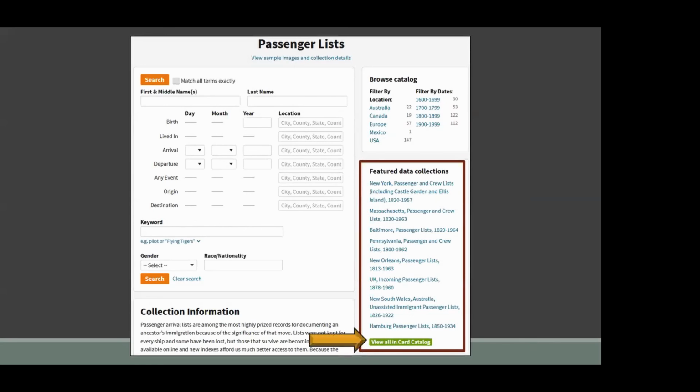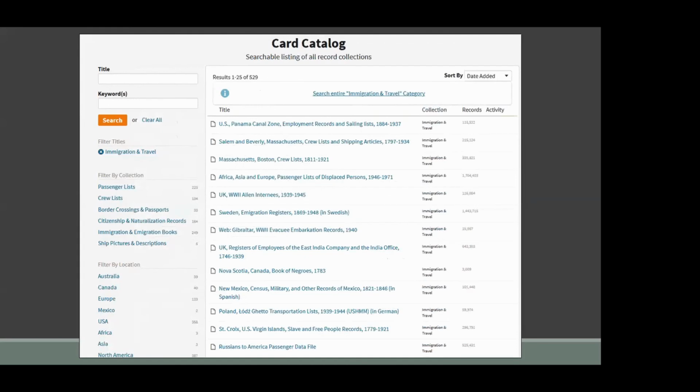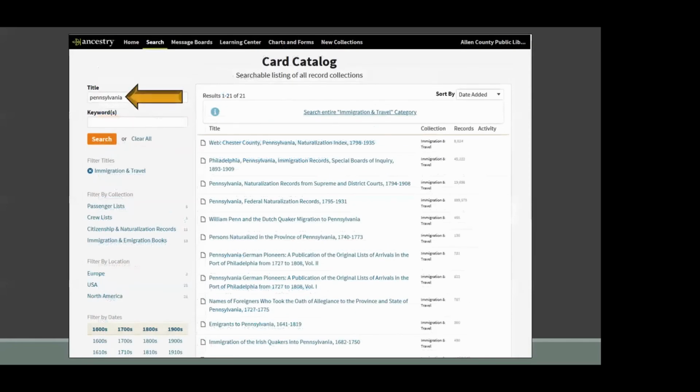Or you can actually go to what they call the card catalog. Such a librarian term, I know, but in the catalog, if you are seeking a certain locality, certain port, this is a great place to go because you're in the immigration collection, and you can tell them you're looking for immigration and you're looking in Pennsylvania, and then it will provide you a list of the immigration materials specific to Pennsylvania.